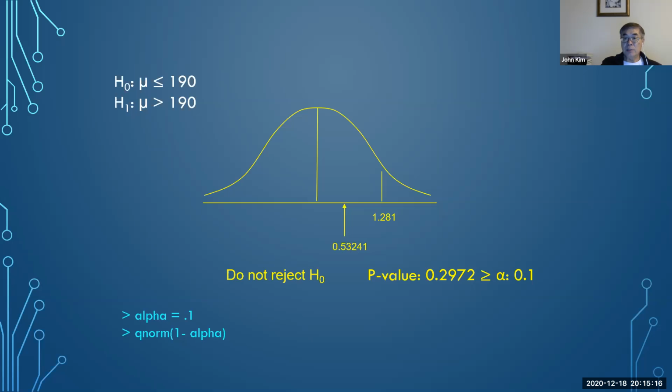So to answer the question, if sales is greater than 190, the sample average is 193. So it looks like it is greater than 190, but statistically we cannot say it is greater than 190, because we tested and the test result is do not reject the null hypothesis. So this one is accepted. So maybe it is not greater than 190 statistically.